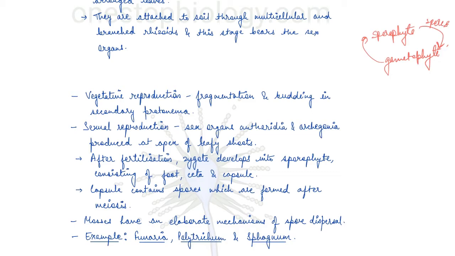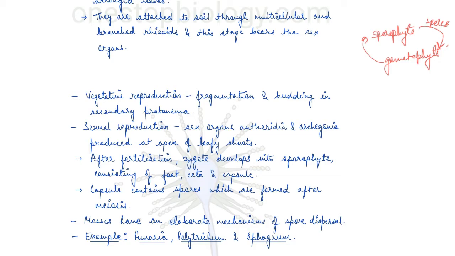And how does sexual reproduction occur? The sexual reproduction occurs through the sex organs, antheridia and archegonia, which are produced at the apex of the leafy shoots present in the gametophytic stage. Fertilization occurs in water, and after fertilization the zygote develops into the sporophyte, which consists of foot, seta and capsule. The capsule contains spores which are formed after meiosis, and these spores are released to form the gametophytic stage of mosses, which is again the protonema stage.